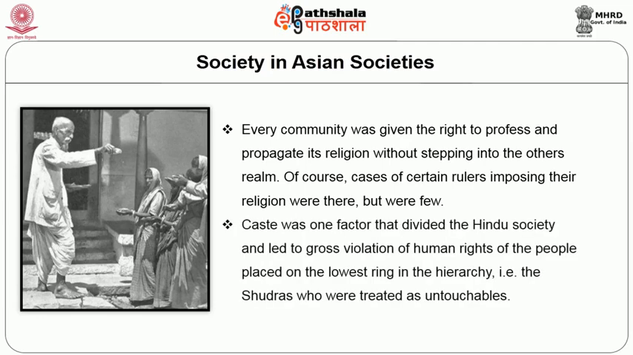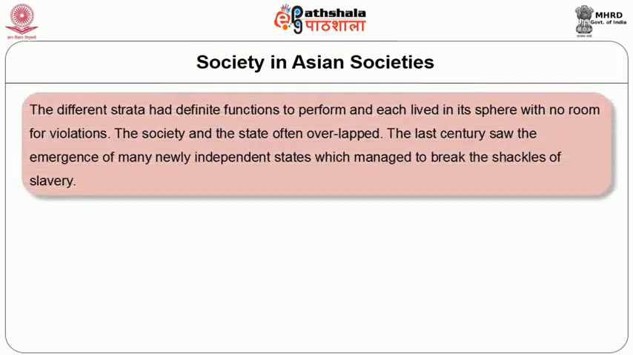Caste was one factor that divided the Hindu society and led to gross violation of human rights of the people placed on the lowest ring in the hierarchy, that is, the Shudras, who were treated as untouchables. The different strata had defined functions to perform, and each lived in its sphere with no room for violation. The society and the state often overlapped.